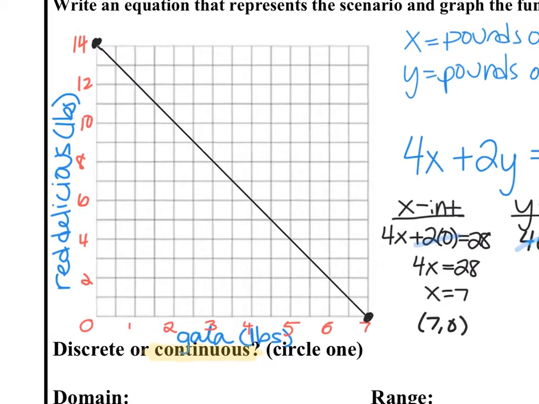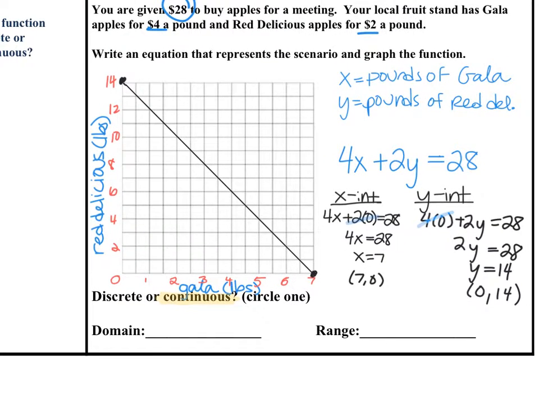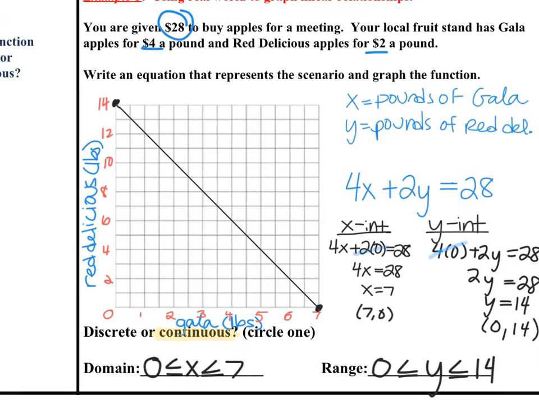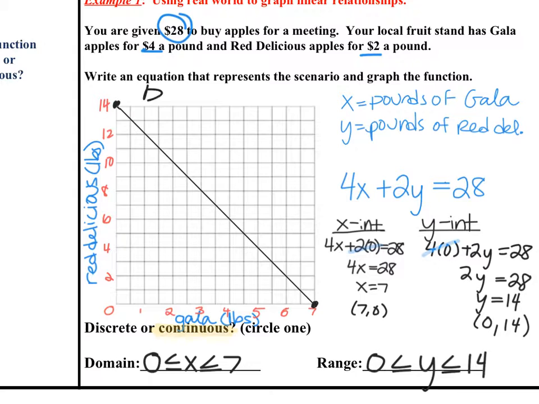We need our domain and range. Domain goes from 0, so this is your left to right, your x values. X goes from 0 to 7. And range, lowest to highest, goes from 0 to 14. This graph, we need to give it a title. So we're buying apples, so let's make that our title. Now we're done.